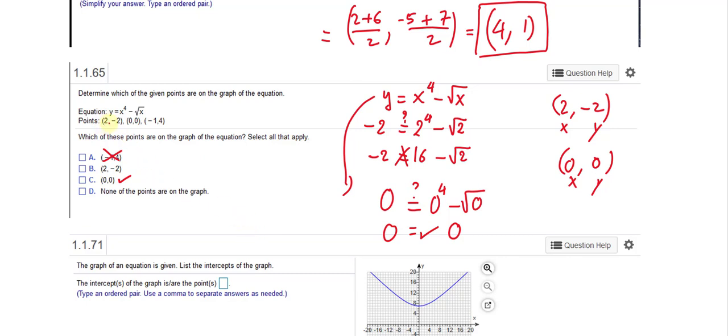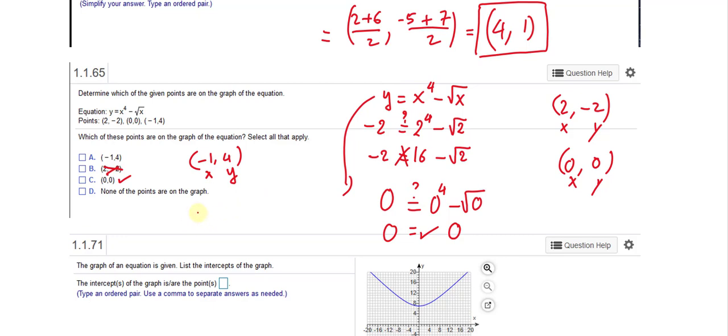Sorry, the first point is this guy. Okay, not minus 1 and 4. Now let's do the testing for the last point, minus 1 and 4. Minus 1 for x, 4 for y. Minus 1 goes in the place of x. Let's try.